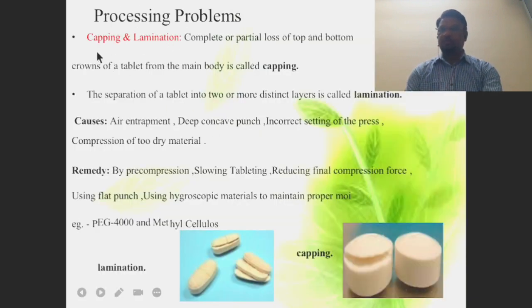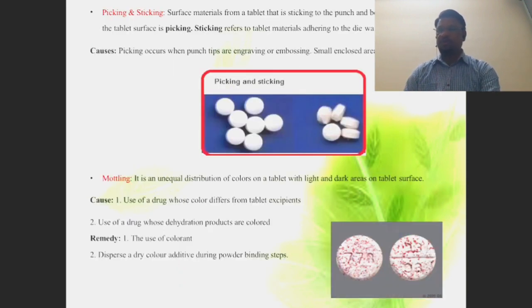Okay, then the processing problems in the tablet. Basically there are some problems which occur in processing of the tablet, or rather making or manufacturing of the tablet. Basically capping is the formation of a cap on the top and bottom part of the tablet. So basically on the main body, you can see here in the picture, due to the picking and chipping of the upper and lower punch, it will stick, so it will form as capping. You can see here lamination: due to over compression and more entrapment of air, there may be chances of lamination.